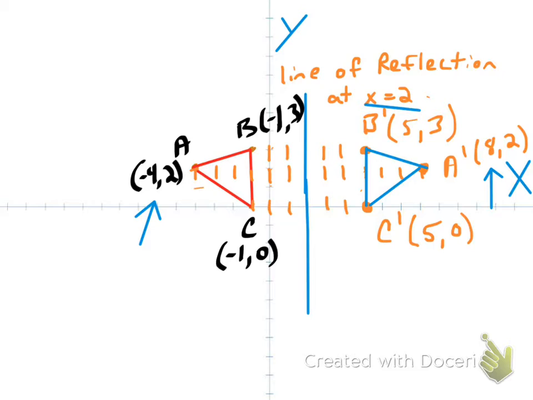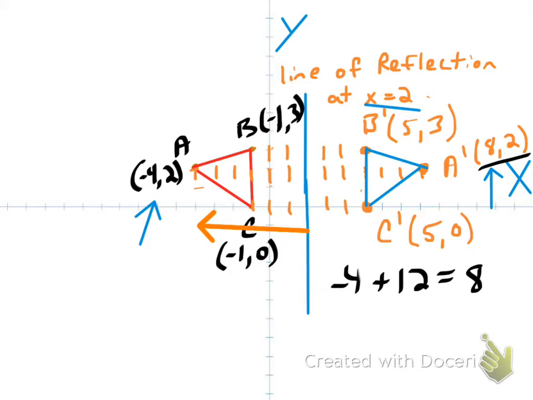So if we're looking at the negative 4, how far away is it from x equals 2? It's 1, 2, 3, 4, 5, 6 away from x equals 2. And what's double 6? It's 12. So if we take negative 4 and we add 12 to it, we will get 8. And that's how you get this point right here. The y stays the same, only the x changes.